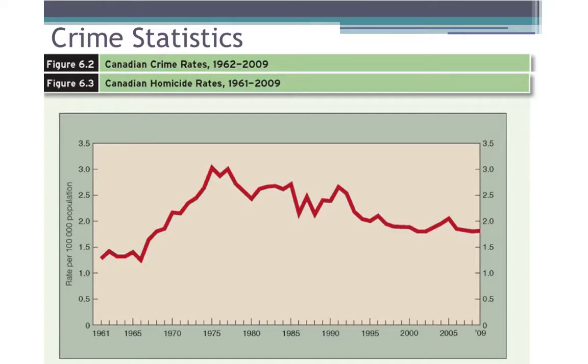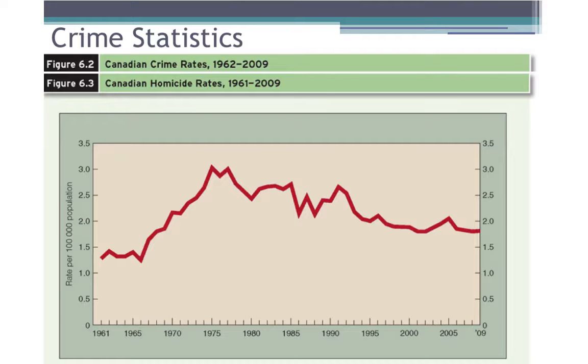Now, in addition, you can see the homicide rates. What's interesting about the homicide rates is that the number of homicides has actually begun to decrease since the 90s. It hit its peak in the 70s, it declined somewhat and had a bit of a spike, and then it's come back down again.